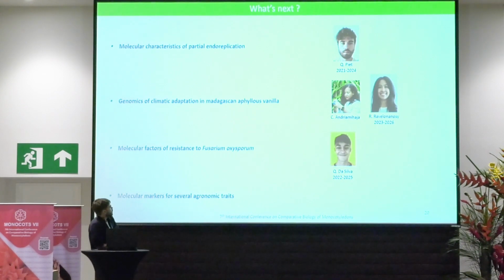Well, what's next? Thanks to all these resources already available, and the ones that we plan to improve, we hope to better decipher the molecular characteristics of partial endoreplication, as well as to work on really important questions for the vanilla sector's sustainability, such as the genomics of climatic adaptation in Madagascar leafless vanilla, as well as the molecular factors of resistance to Fusarium oxysporum, and also the identification of molecular markers for several agronomic traits.